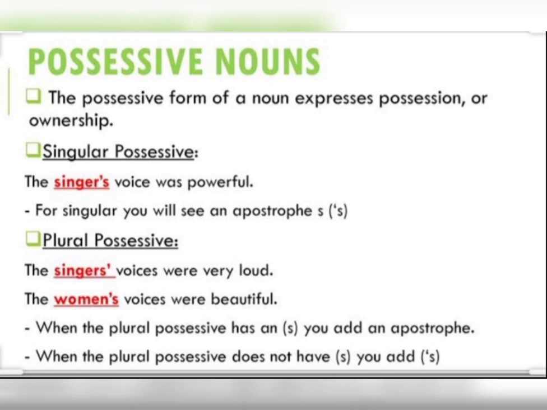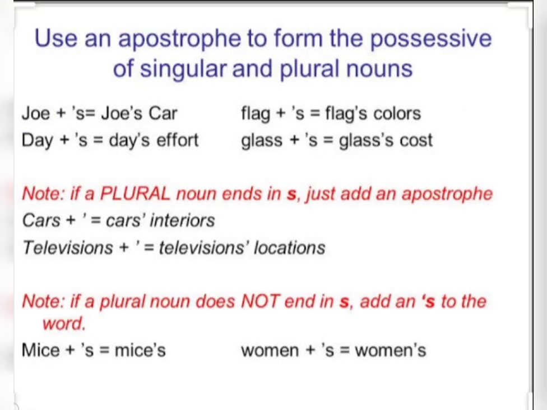When the plural possessive already has an s, you add only an apostrophe. For example, see the plural singers, this word already ends with s, so you add only an apostrophe. But in the second example, women's, this doesn't end with s, so after n you have to put an apostrophe and then add s. Now let's learn how to use an apostrophe to form the possessive of singular and plural with more examples, so it will be clear for you.